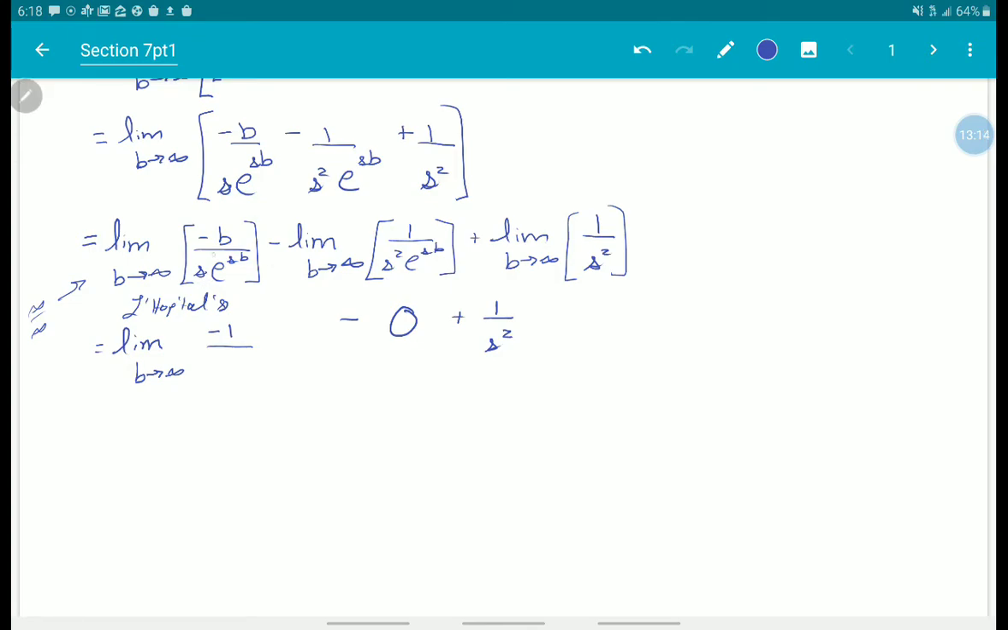So if we were to take the derivative of the bottom, remember we're doing it with respect to b. So this is going to be s e to the sb times the derivative of that exponent, which is an s, which turns that into an s squared. And then that limit will in turn go to 0 because that denominator is getting larger and larger and larger as b gets bigger and bigger. So this guy is heading to 1 over s squared.